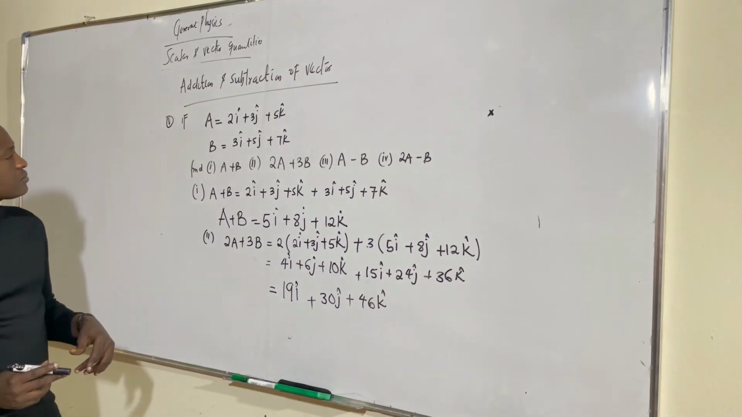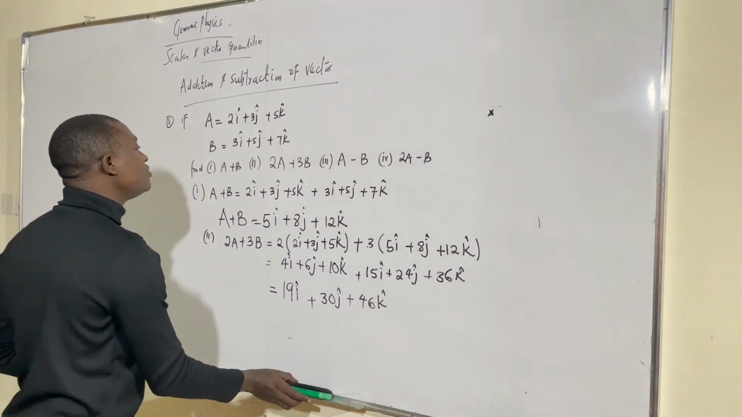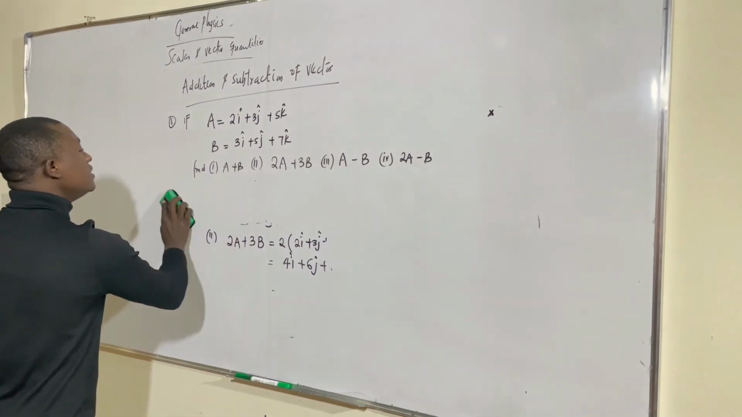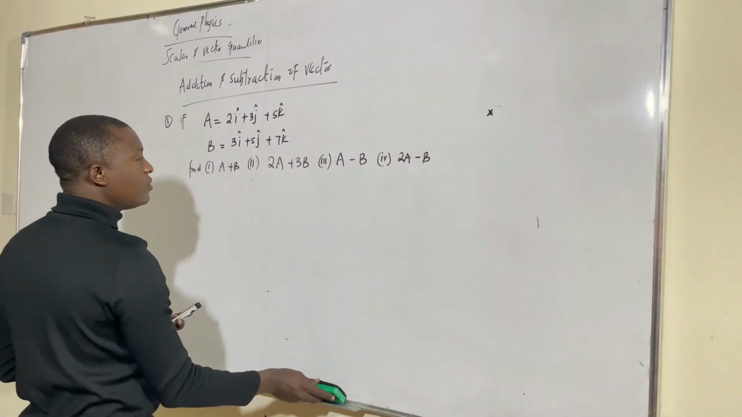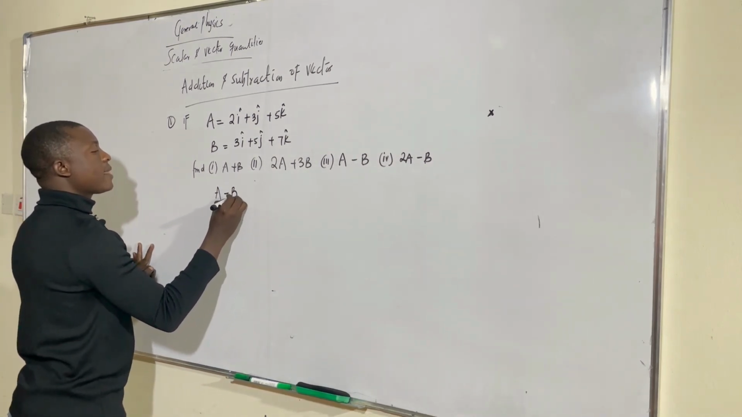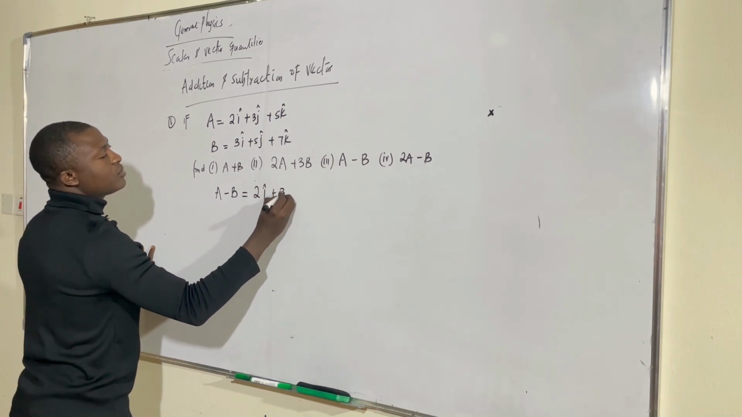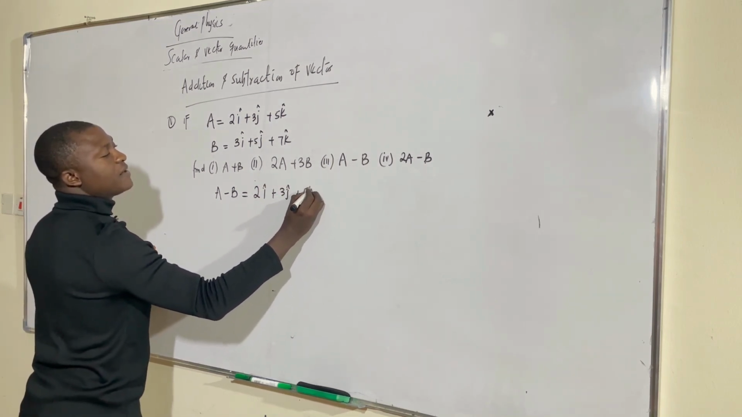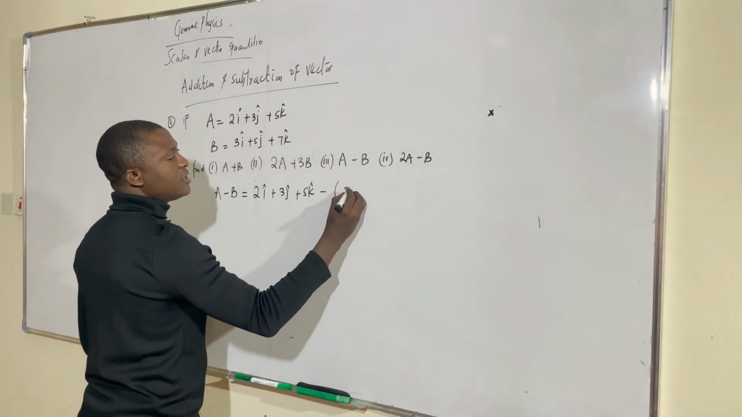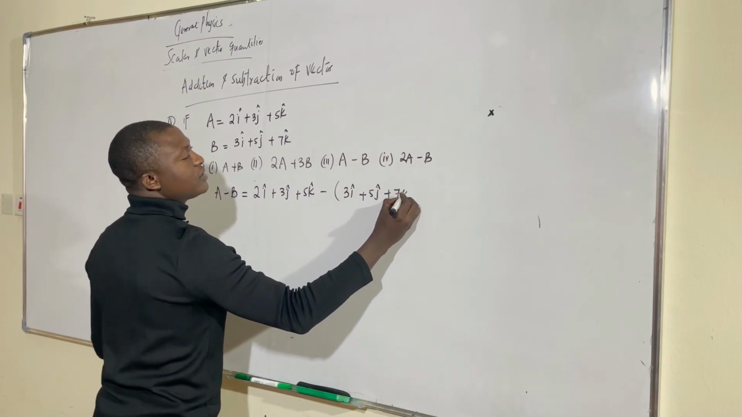So now, the next one we have to find a minus b. It's still going to be the same process. I was asked to find a minus b. I will follow the same rule, the same method, but the only difference here is that we are subtracting, not adding. So here, a minus b. So a is 2i plus 3j plus 5k minus our b, which is 3i plus 5j plus 7k, right?